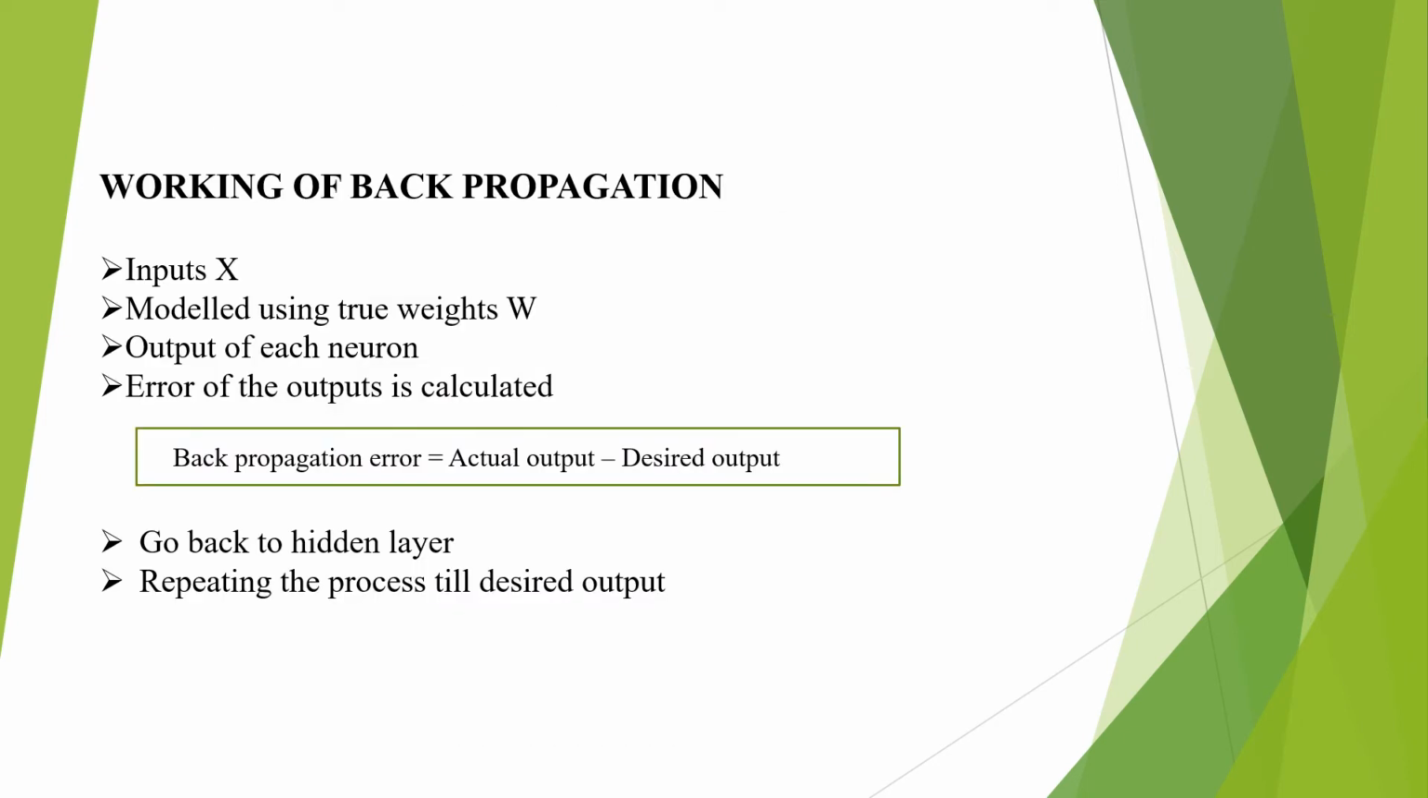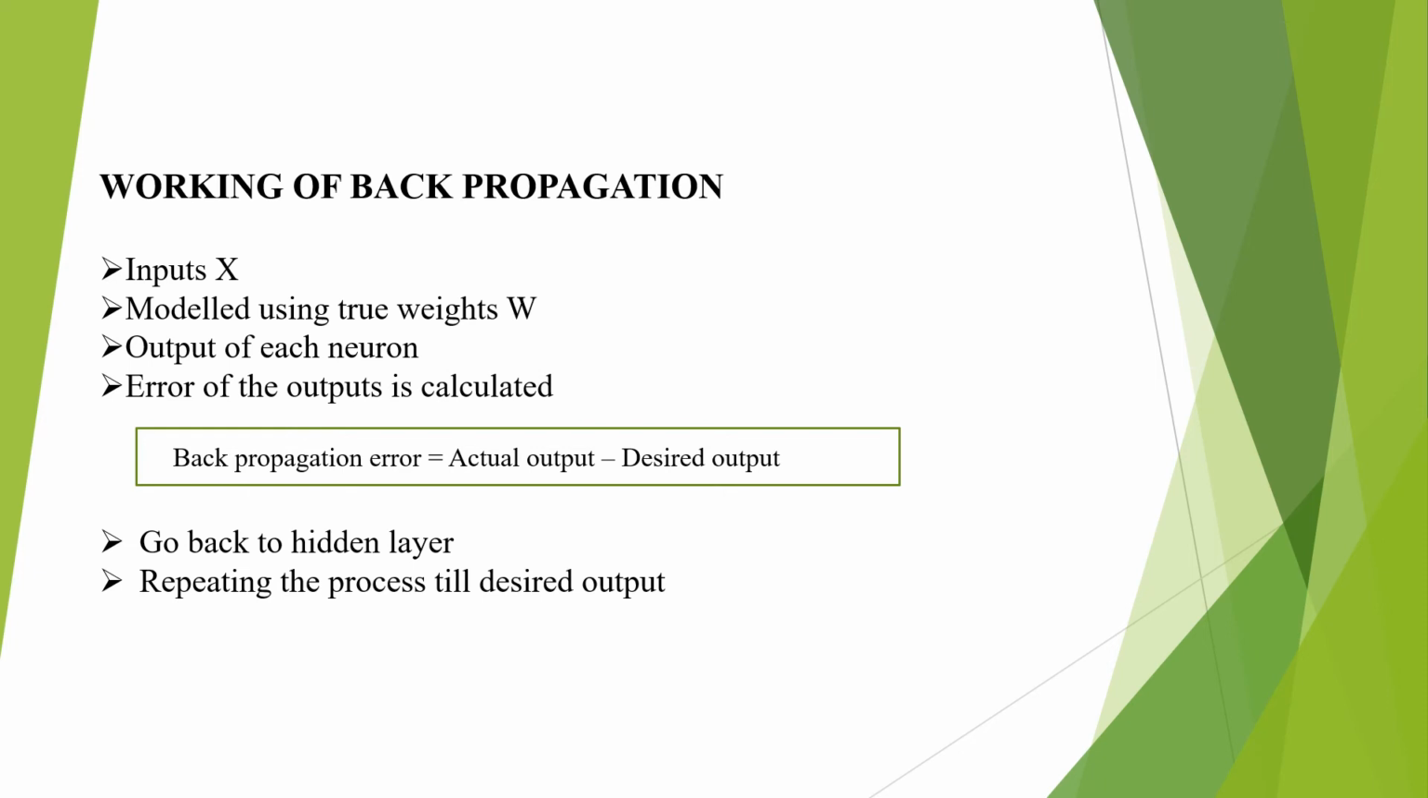Coming to the working of backpropagation, I'm going to tell it stepwise. Like in step 1, the inputs X are given to the pre-connected path, and then this particular input is modeled using two weights W, which are basically chosen randomly. And in the step 3, we calculate the output of each neuron from the input layer to the hidden layer and again to the output layer.